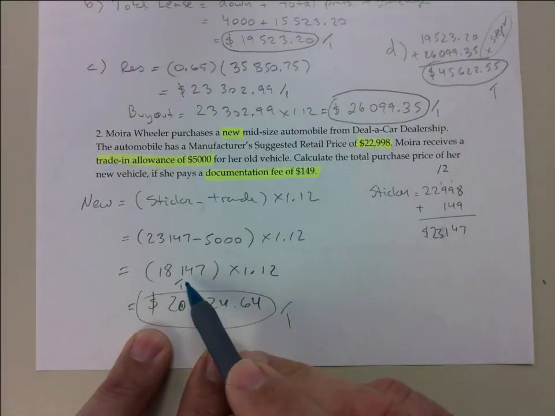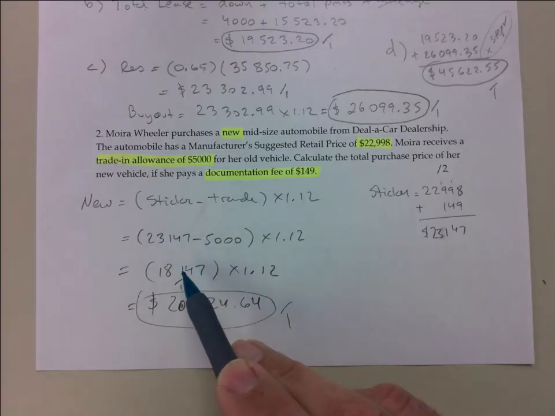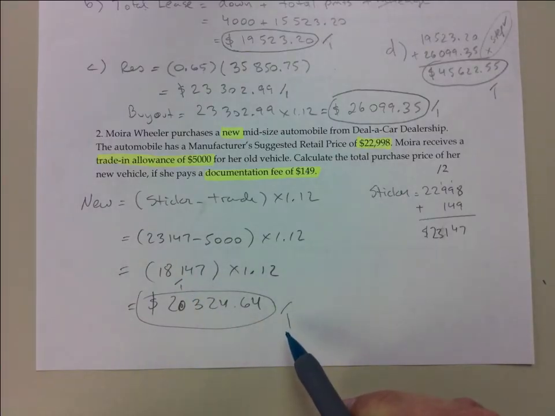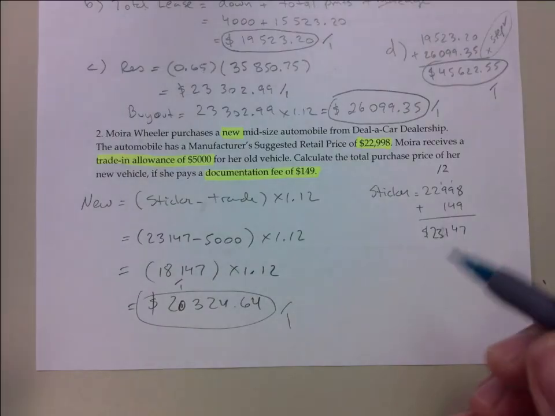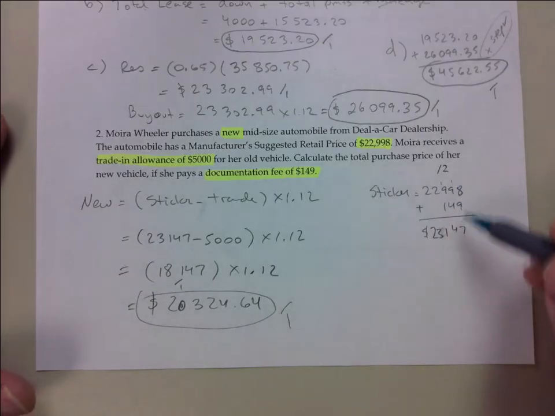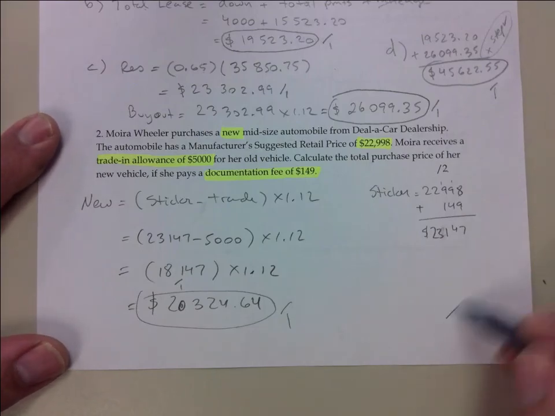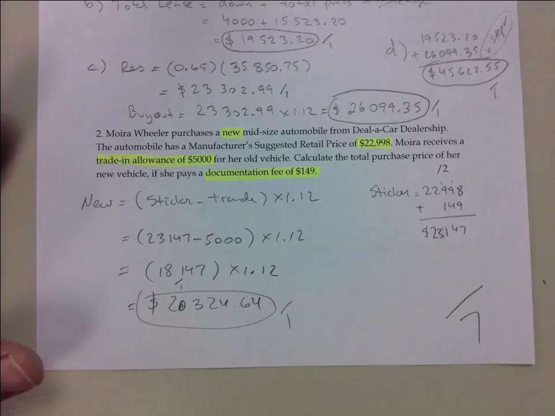1 mark for figuring out, basically, what I'm looking for is: are you taking the trade-in away before you tax it? If you don't do that in that particular order, you only get 1 out of 2, and possibly more if you get your sticker wrong. So this page is out of 7 total, right? 2 for this question, 5 for first question, so 7 total.